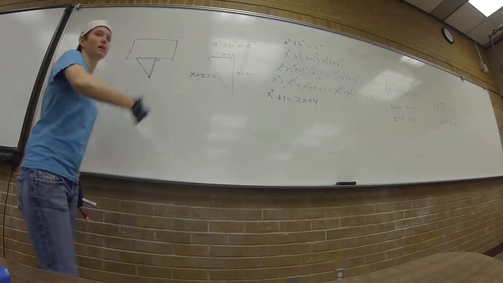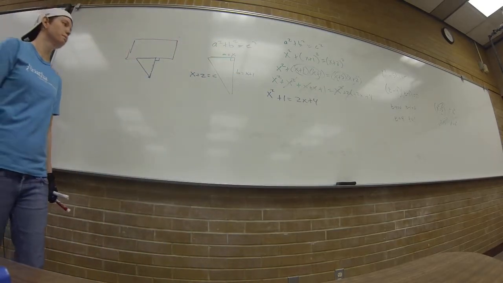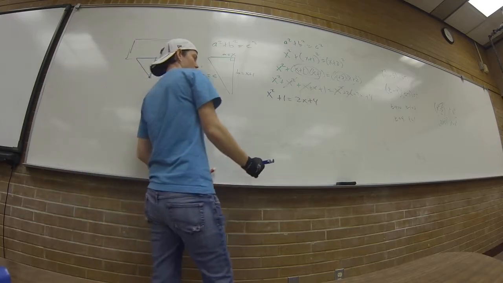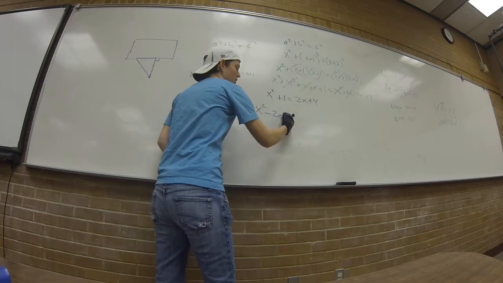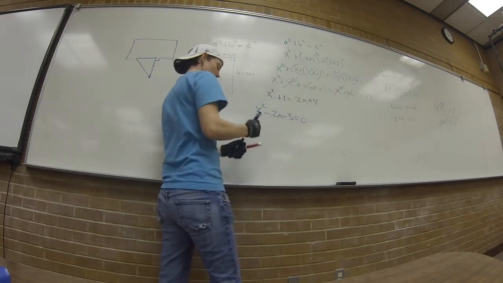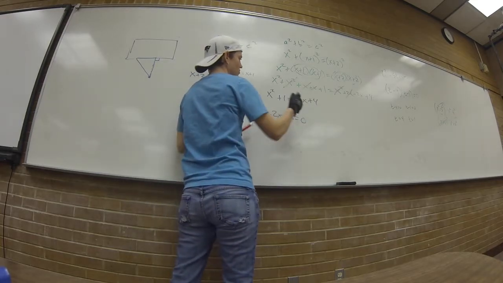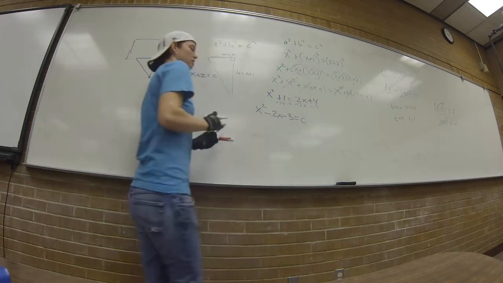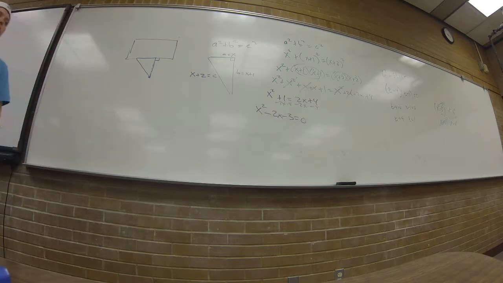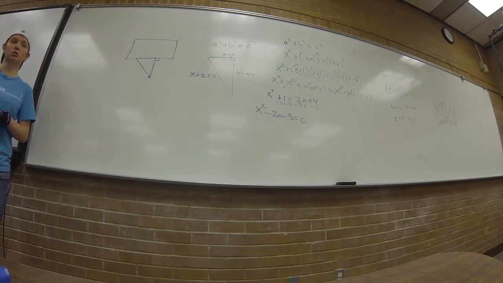Let's make this look like a quadratic like we did in the last problem. What's that going to look like? x squared minus 2x minus 3 equals 0. So essentially, what did we do? We subtracted 2x off both sides and subtracted 4 off both sides and ended up with that. x squared minus 2x minus 3 equals 0. Any questions up to this point? We're good?